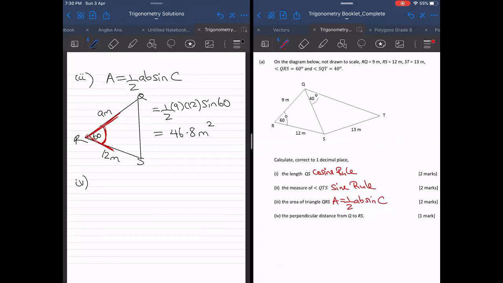It says they want the perpendicular distance from Q to RS, right? This question was a little bit tricky. Well, it's not drawn to scale, so your geometry set wouldn't help you, because it's not accurate, so you wouldn't be asked to measure it.